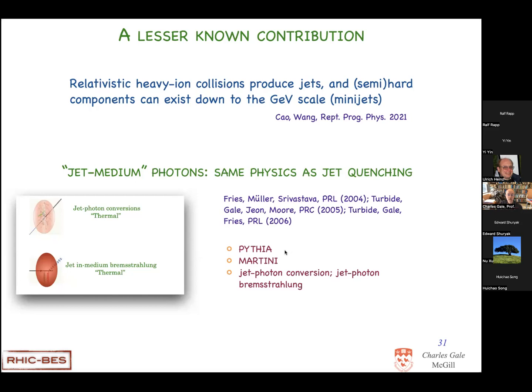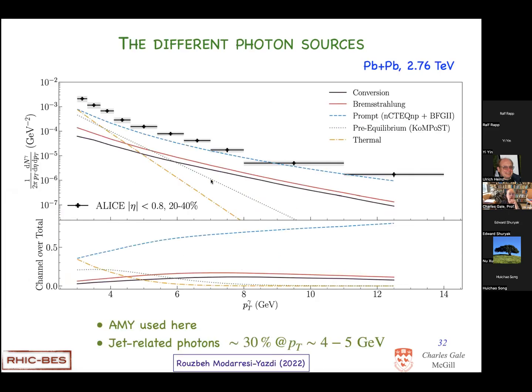So they can be modeled. So what was done here is to say, let's take the mini jets provided to us by PYTHIA. Let's put them in MARTINI, which is a model that combines the jet physics with the hydro physics of MUSIC. And let's look at those jet-photon conversions and bremsstrahlung. So the photons that are associated with those, quote, jets, unquote, and the more thermal medium, although we know now that it's not really thermal. And this is summarized in this plot here.